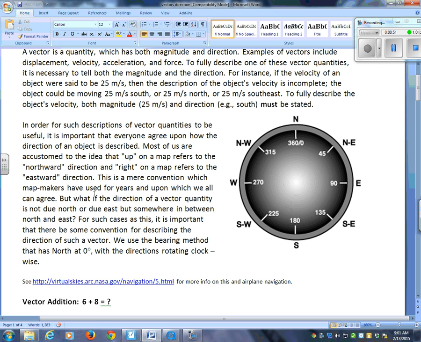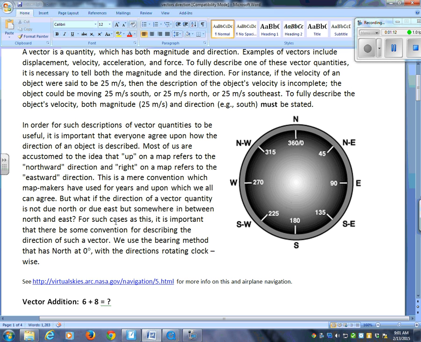And you may have seen online, there are maps made of the globe, the earth, flat maps where everything is flipped and Antarctica is at the top. Okay, it's just convention. We don't do it that way. What if the direction of a vector quantity is not due north or due east, but somewhere in between? For such cases, it's important that there be some convention for describing the direction of such a vector.